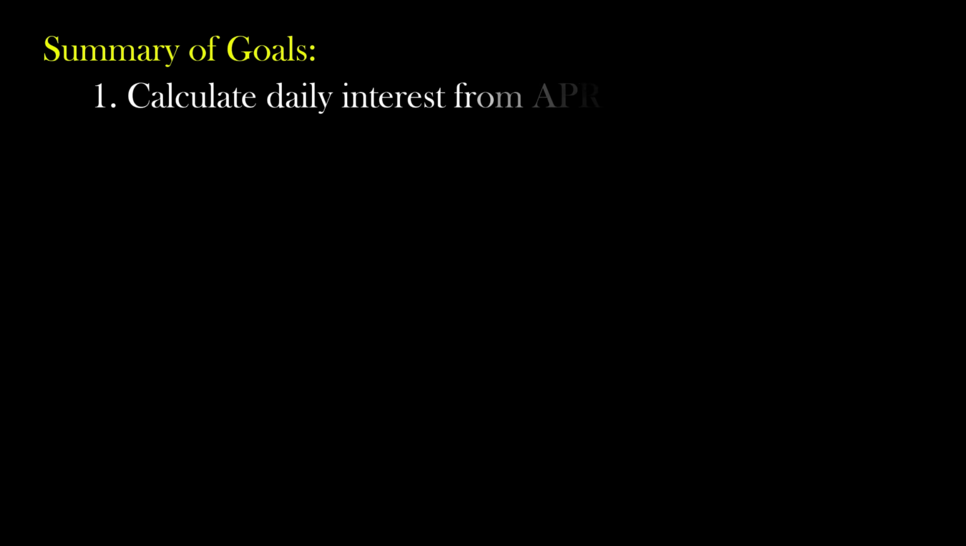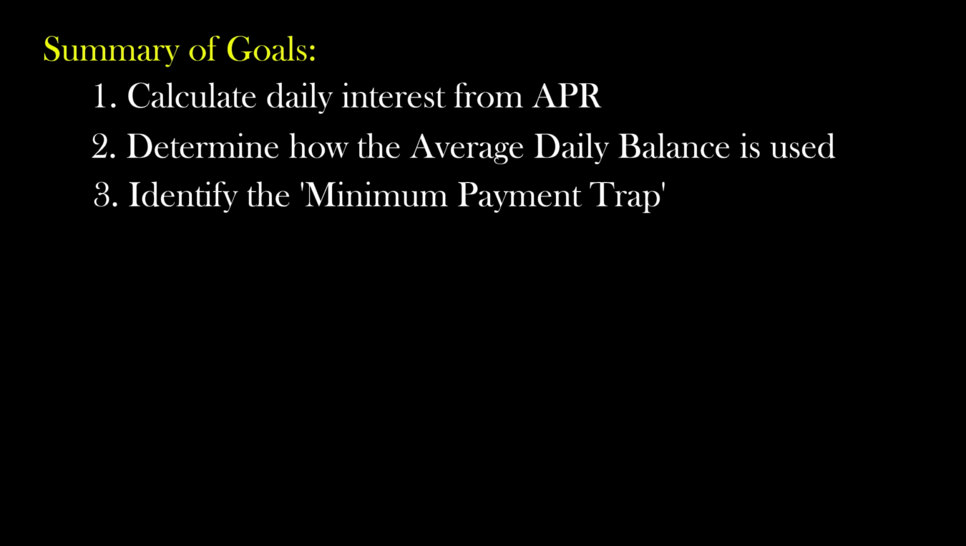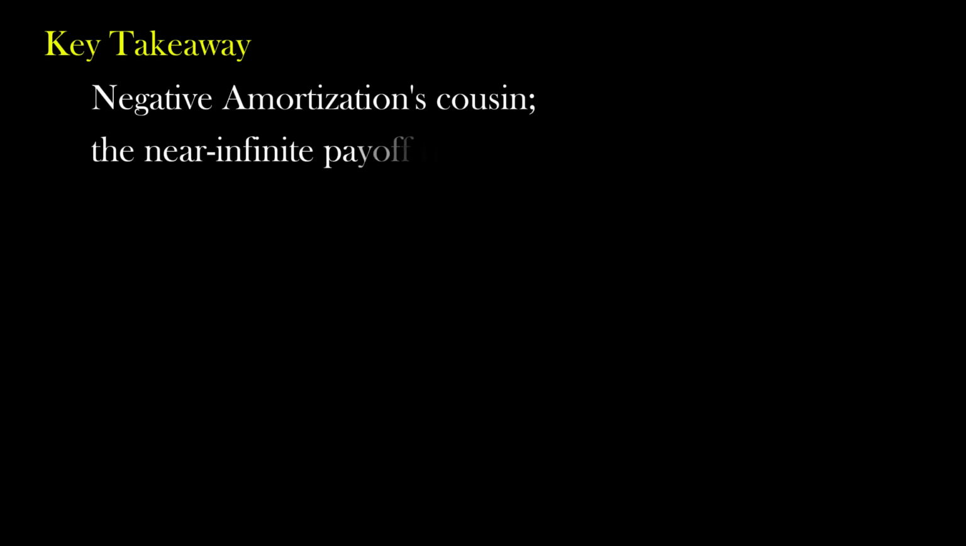We've covered a lot of ground today. You've learned how to calculate daily interest, how banks determine your minimum payment, and how those payments are split between principal and profit for the bank. The key takeaway is a concept called negative amortization's cousin, the near infinite payoff period. When your payment is barely larger than the interest being added, the math is working against you.